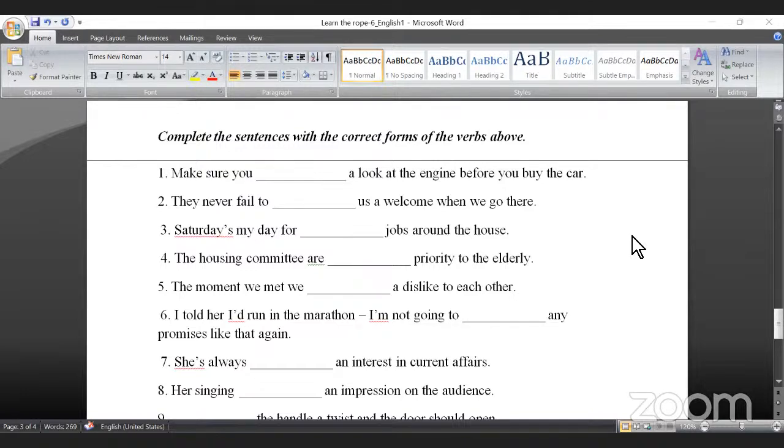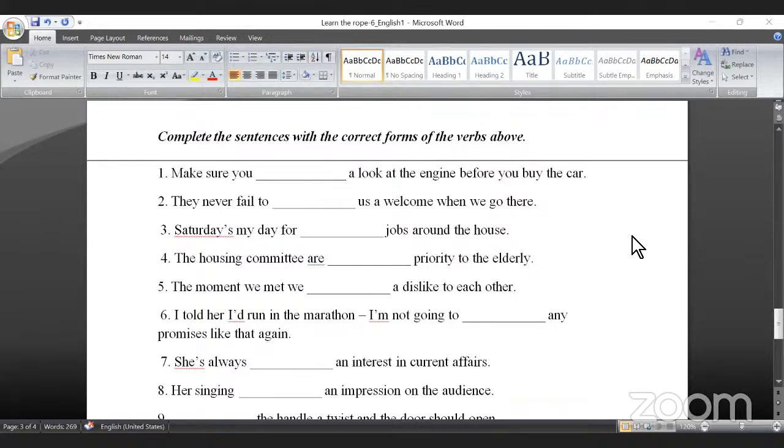Okay. Second one: they never fail to dash as a welcome when we go there. Give. Give us a welcome. Okay. Right. Then: Saturday is my day for dash jobs around the house.